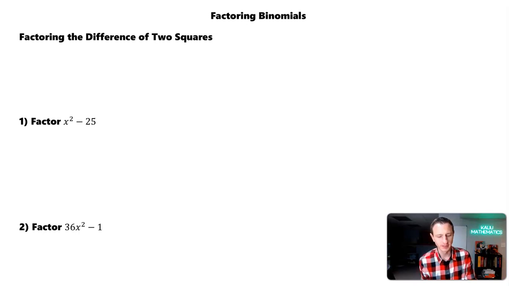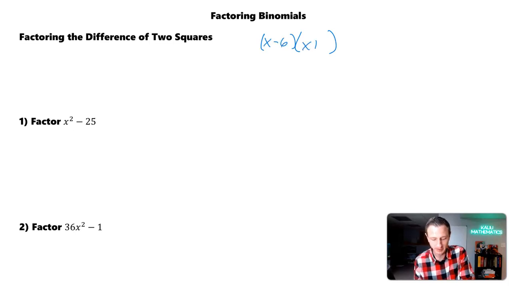Today we're going to take a look at factoring binomials. So binomials are two terms. So factoring them, now remember when we are multiplying two binomials together, a couple things can happen. But in this form, we're looking at factoring the difference of two squares. So that would look like this. That would look like if we were multiplying something like x minus 6 times x plus 6.